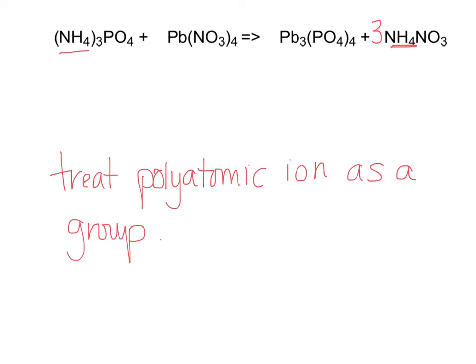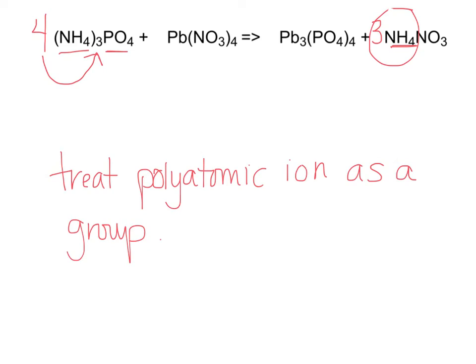On the left, I have 1 PO4, but on the right, I have 4. So I'm going to have to put a coefficient of 4 in front of the (NH4)3PO4. That makes this 4 times 3 because the 4 distributes to this 3. So that's now 12 NH4. So I know that over here that this is messed up. So I've got to go back and change that to 12.